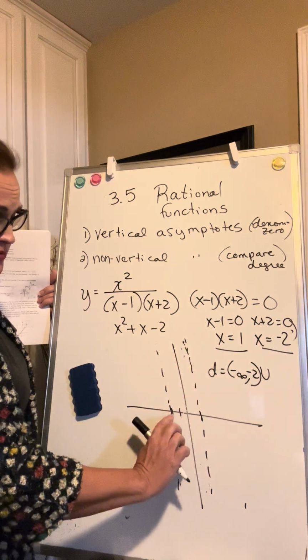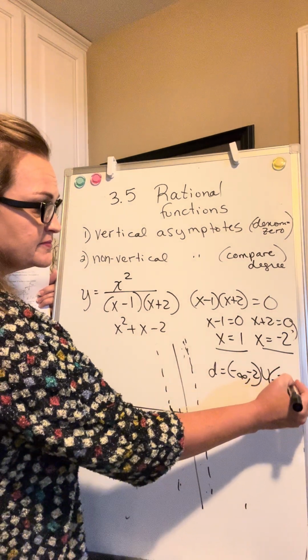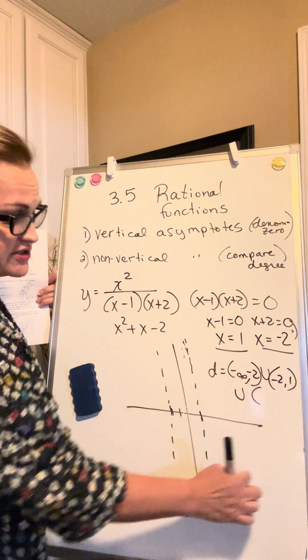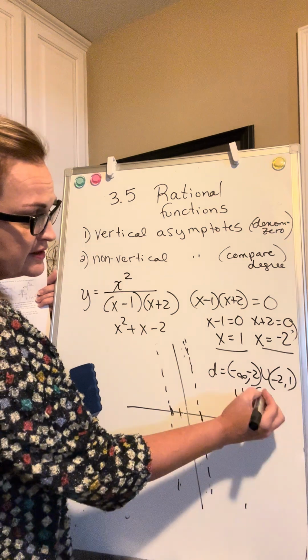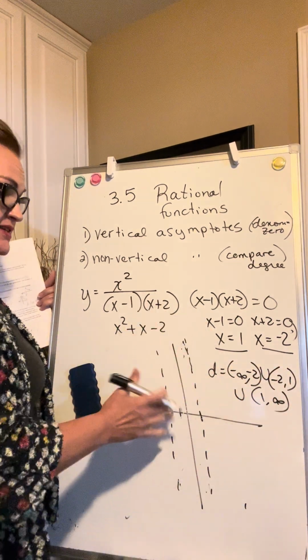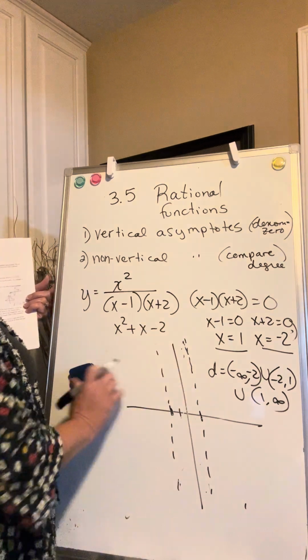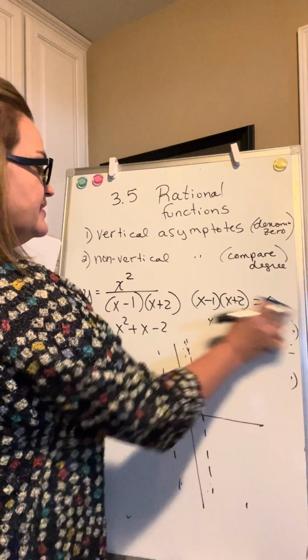There's something going on between -2 and 1. So that's in the domain. Then union, there's something happening over here too. There's some sort of graph from 1 to infinity. So the domain has 3 sections. And again, they're based on where these vertical breaks are. Those are where it cannot touch. All right, so we got that.